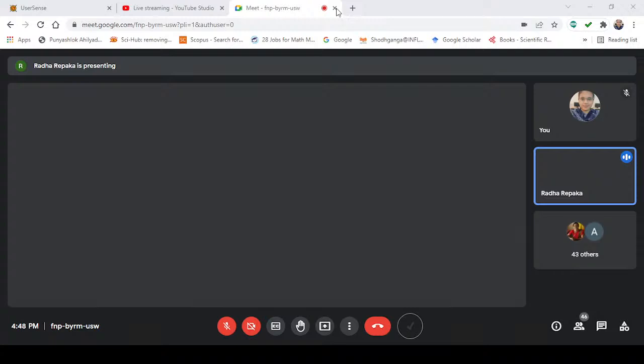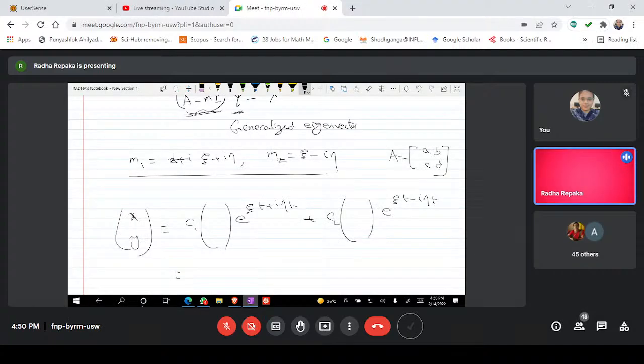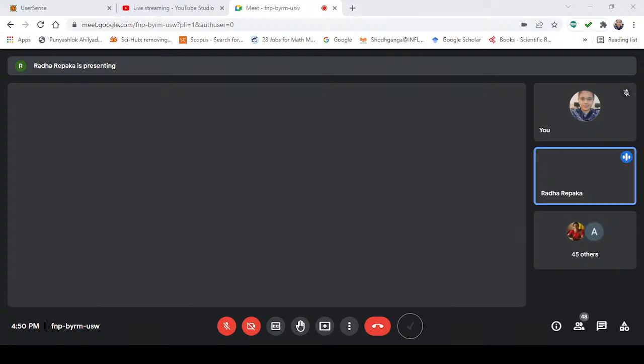So correspondingly, the solution (x, y) can be written as c1 into a vector e power xi t plus i eta t, plus c2 again a vector e power xi t minus i eta t. What I would like to do is write e power i theta as cos theta plus i sin theta. So I'll write this e power i eta t in matrix form, and this whole thing is multiplied by e power xi t, right?